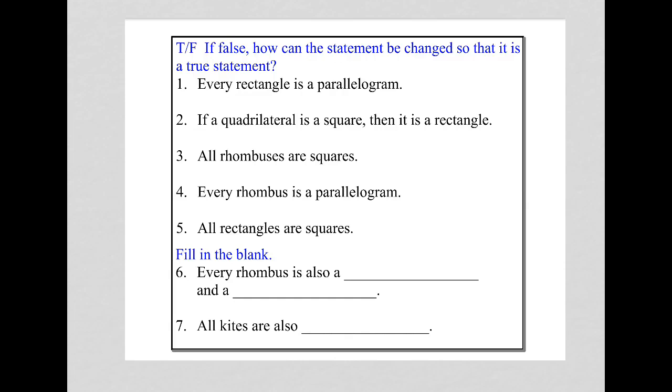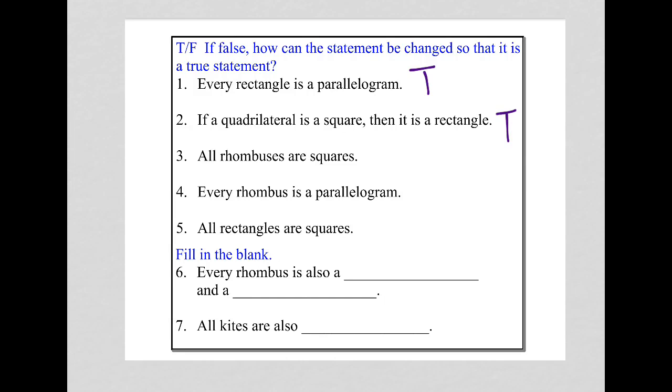Let's answer true or false, and if false, we need to change the statement so that it's true, if we can. So every rectangle is a parallelogram. Okay, well, if we look at our quadrilateral notes, we are reading up. Our rectangle is a parallelogram, and this is always going to be true. So we mark this as true. Remember, reading up is always true. Okay, if a quadrilateral is a square, then it is a rectangle. Okay, looking at quadrilaterals, if it's a square, okay, reading up to it's a rectangle. Again, if you're reading up, it is always true.